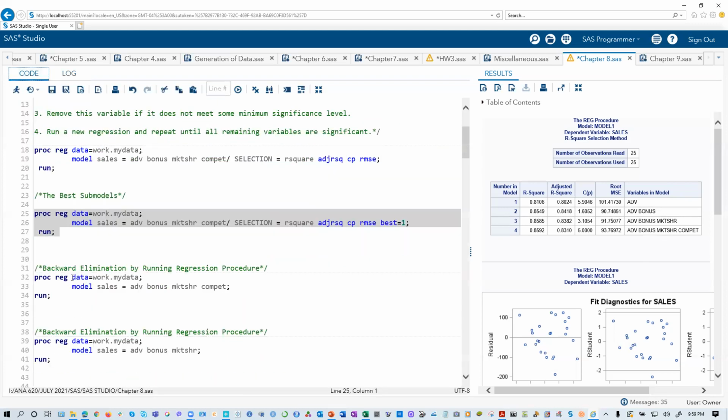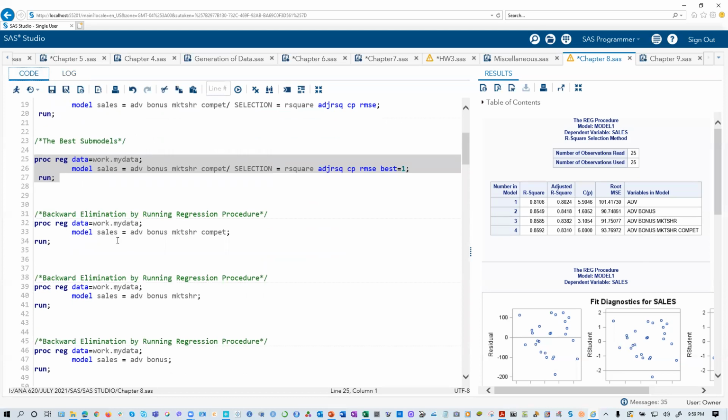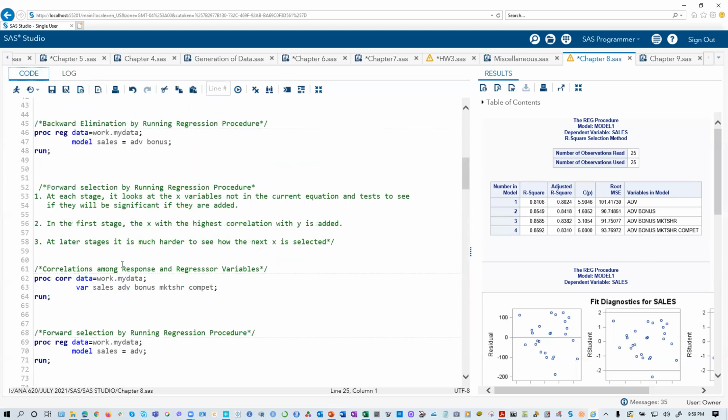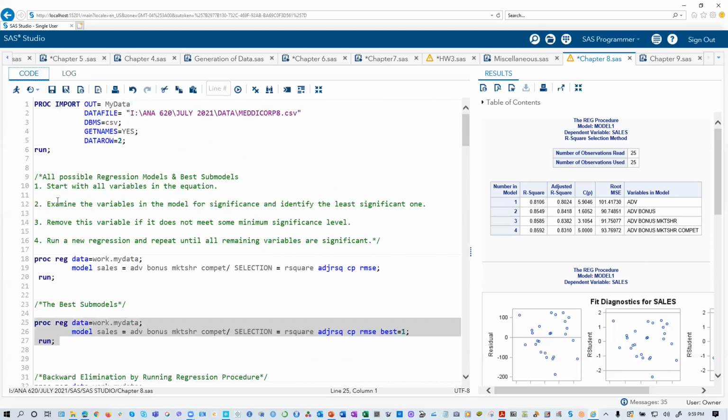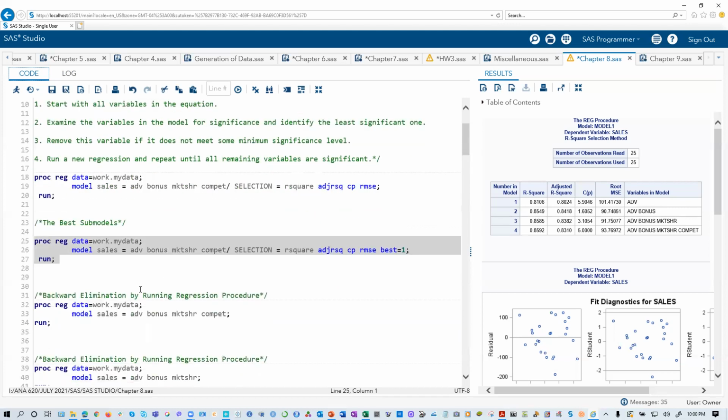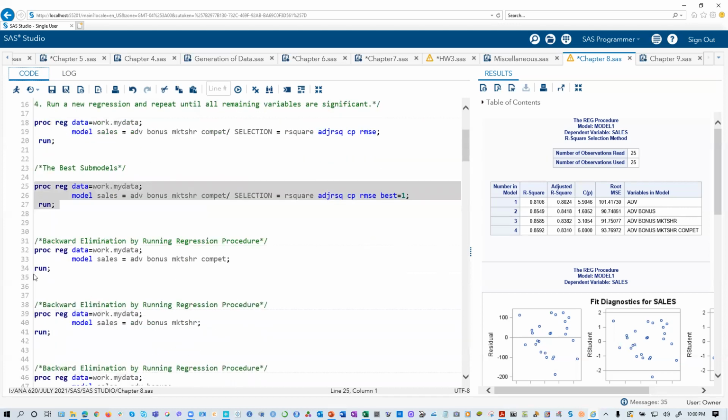So now we're going to jump into the backward elimination. Backward elimination says to start with all variables in the equation. Examine the variables in the model for significance and identify the least significant one. Remove the variable if it does not meet some minimum significance level. Run a new regression and repeat until all remaining variables are significant. We know that one. So what I'm going to do is throw all four variables in this procedure, backward elimination, and run it.